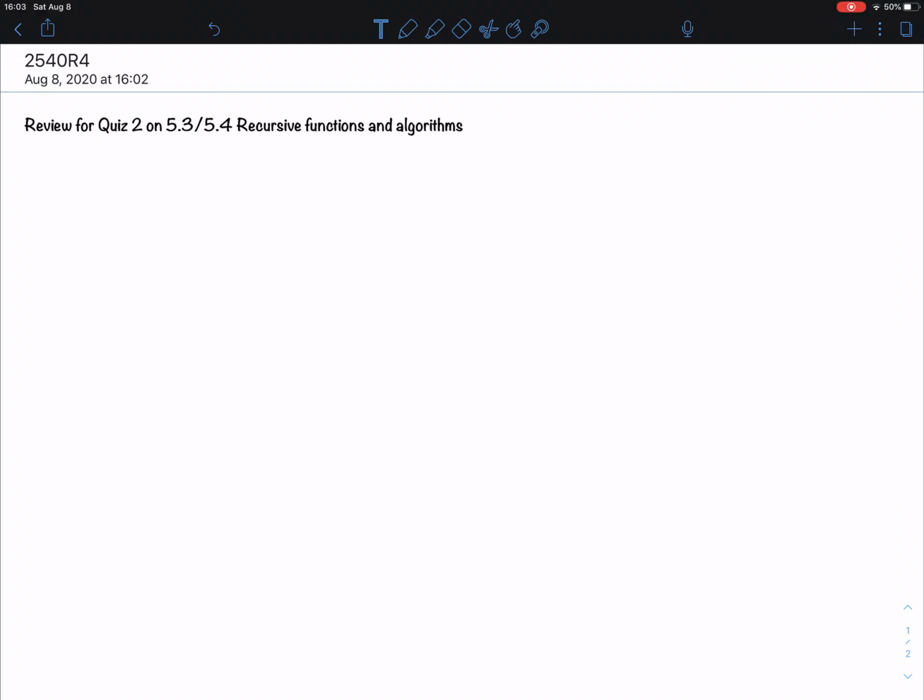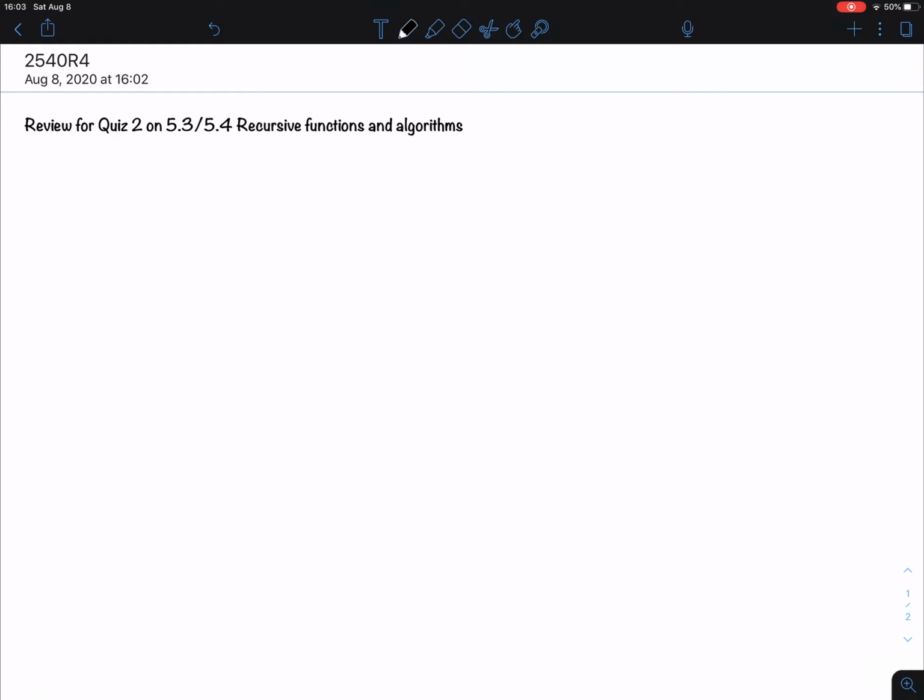The second quiz is a bit of a combination of the two chapter sections 5.3 and 5.4, recursive functions and algorithms, in the following sense. So I'm going to go through two problems, and the quiz problem will be very similar to that. Okay, because there are many different things you can ask, of course, but this is what I'm having in mind.